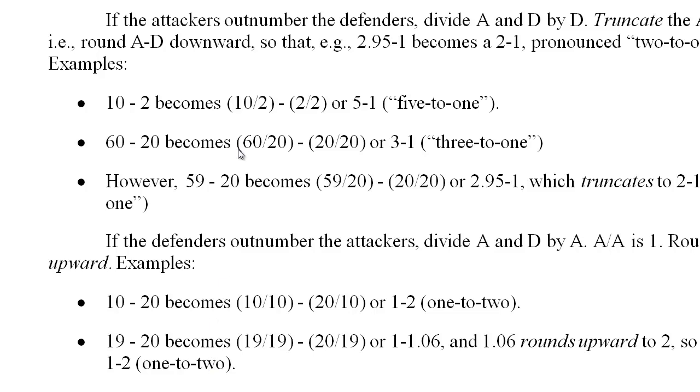General rule, no matter which is the smaller number, A or D. Here D is smaller, here A is smaller. The smaller number is always reduced to a 1. The larger number is truncated or rounded up to the next integer, and that tells you which integer column on the combat results table to use.